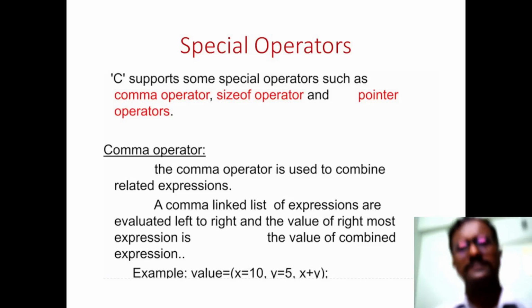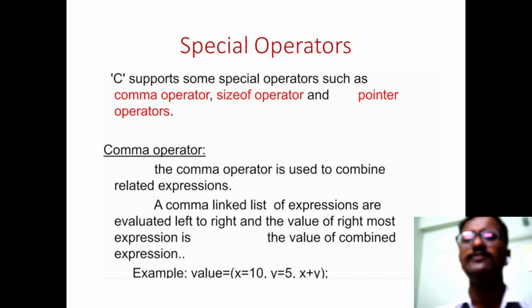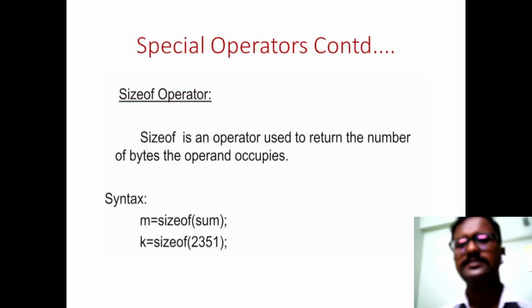Special operators. In C we have some special operators such as the comma operator, sizeof operator, and pointer operators. The comma operator is used to combine related expressions. The comma links a list of expressions, which are evaluated from left to right, and the value of the rightmost expression is the value of the combined expression. This is the example. See the sizeof operator. The sizeof operator is used to return the number of bytes the operand occupies. This is the syntax.